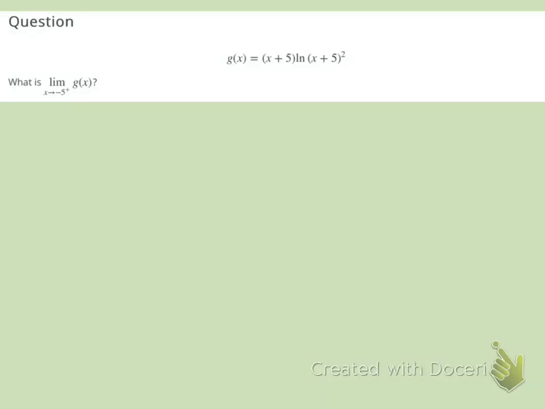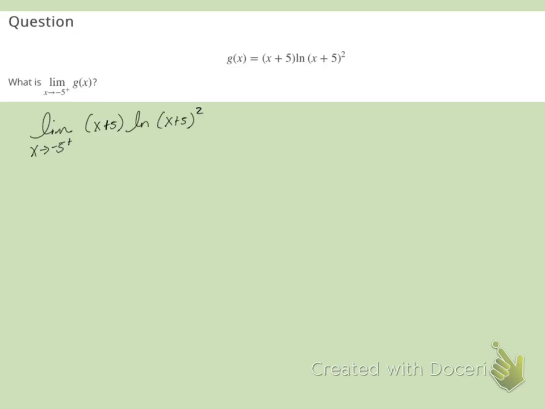In this example problem, we are finding the limit as x approaches -5 of x plus 5 times the natural log of x plus 5 squared. So if we do a direct substitution with -5, notice that this is approaching -5 from the right side.